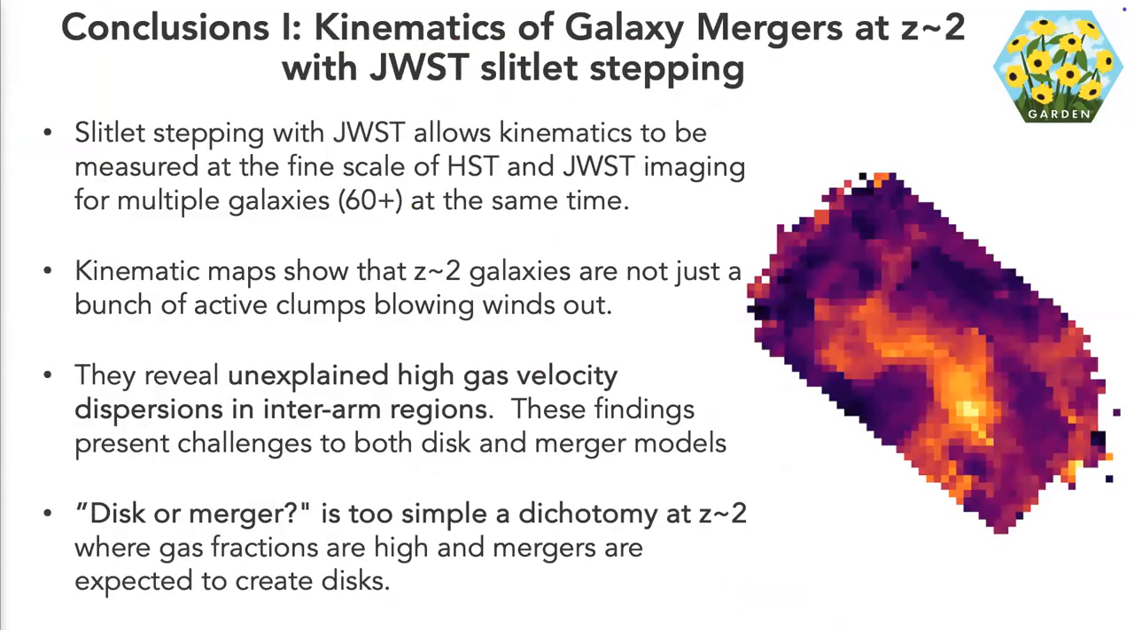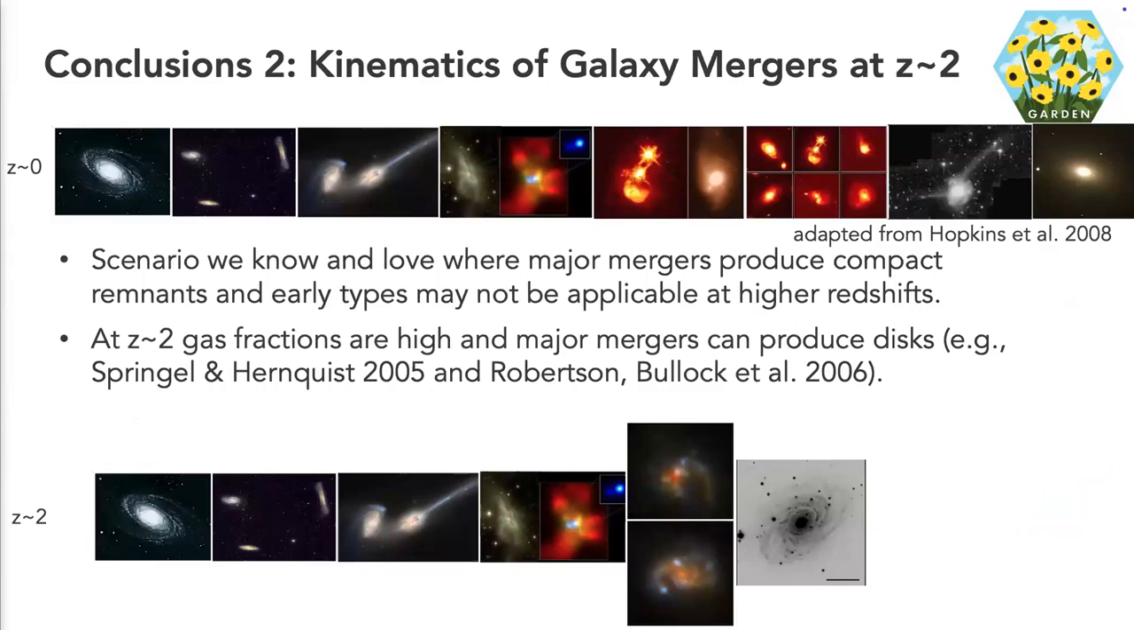So keeping it short and sweet, slit stepping works. These kinematic maps at redshift 2 show galaxies are not just a bunch of active clumps blowing things out. They reveal unexplained high gas velocity dispersions in the inner arm regions. The clumps form in regions of low sigma. Disk or merger? I think it's really too simple a dichotomy at redshift 2, where the gas fractions are high and the mergers are expected to create disks.